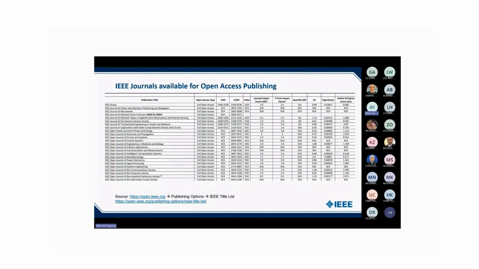I will share the whole deck with our librarians. If you want a copy, you can ask for it from our library. On this website, you can find a list of all the IEEE journals, whether the journal has open access publishing options, what the impact factor is, and what the quartile is.